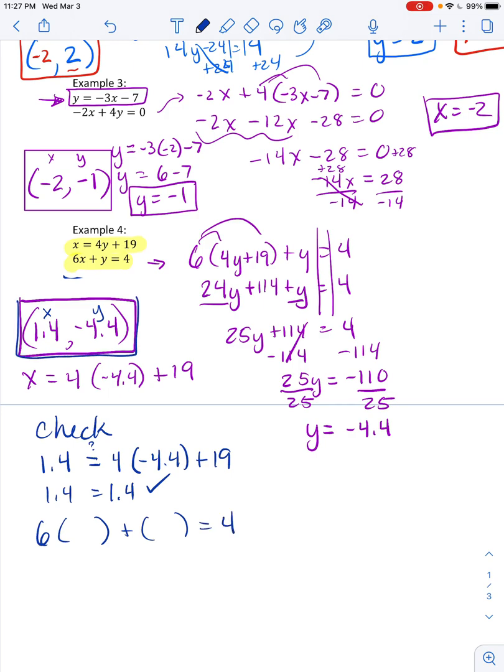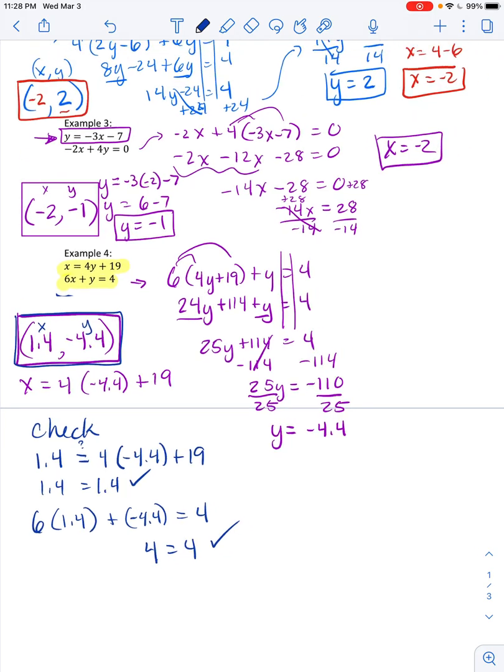Well, here's my solution. So x is 1.4, I think, and y is negative 4.4. So again, bust out your calculator. 6 times 1.4 plus negative 4.4. And I got a 4, which does equal the 4 I was supposed to get. So even though I felt like my answers were kind of weird, I can always check them by plugging them in and confirm that those are indeed my solutions.